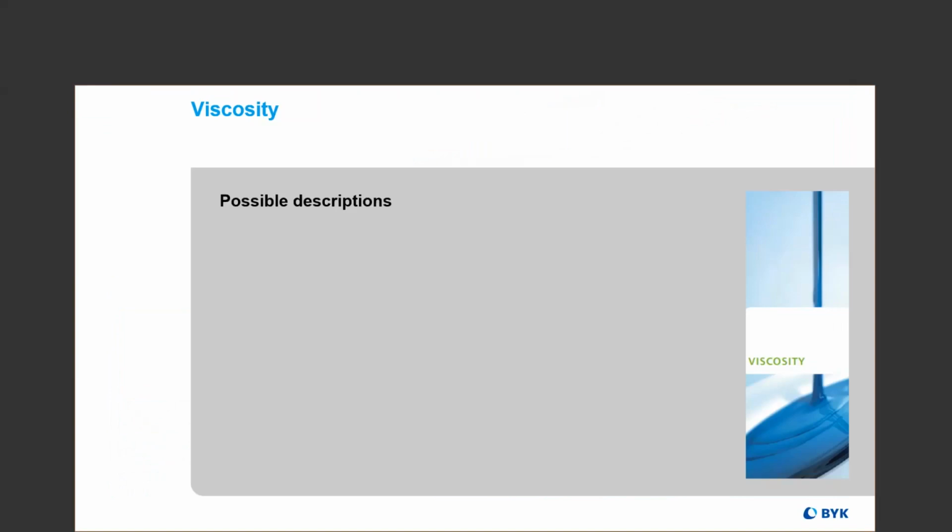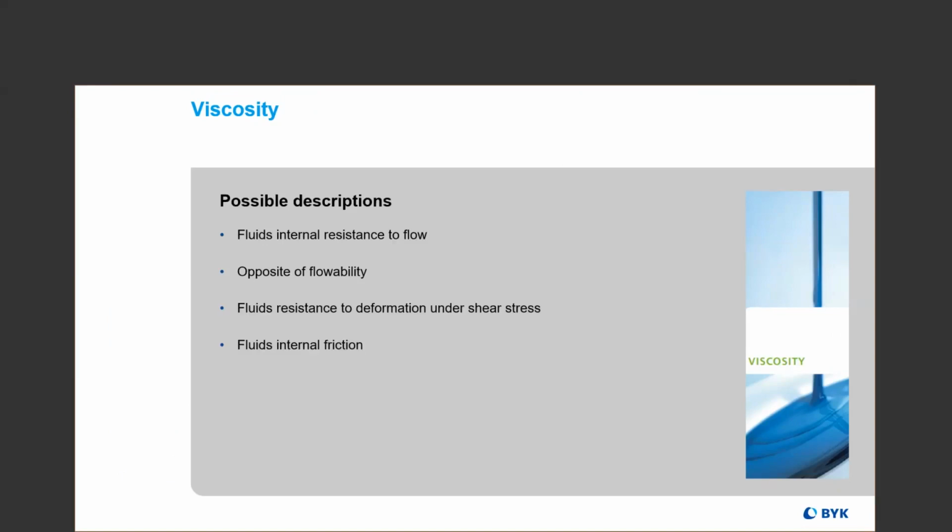So viscosity. What is viscosity? Some possible descriptions for viscosity are a fluid's internal resistance to flow, the opposite of flowability, so the more freely a liquid flows, the less viscous it is. You can call it the fluid's resistance to deformation under shear stress, a fluid's internal friction, or you might even refer to it as the toughness of liquids.